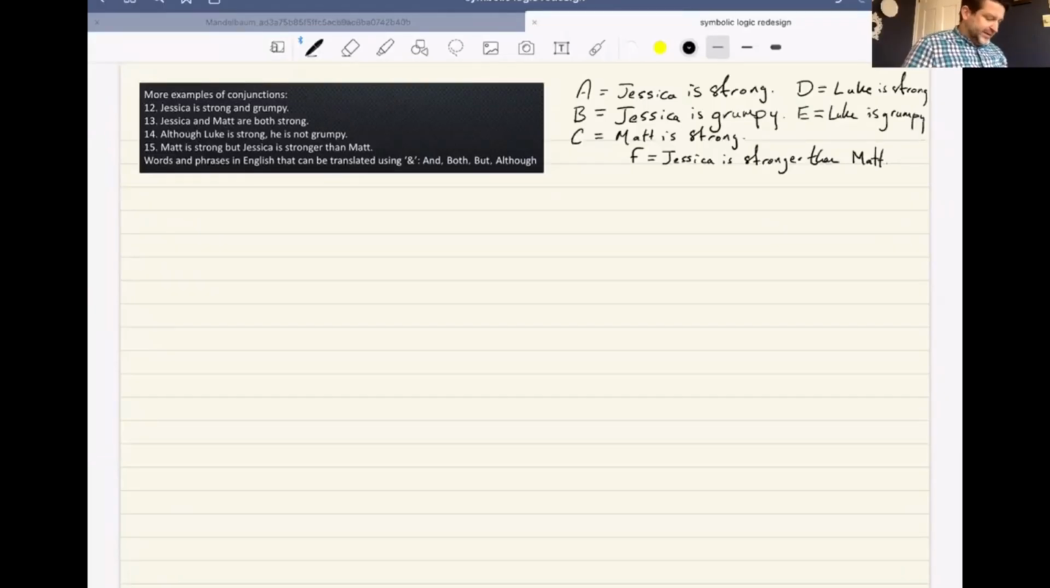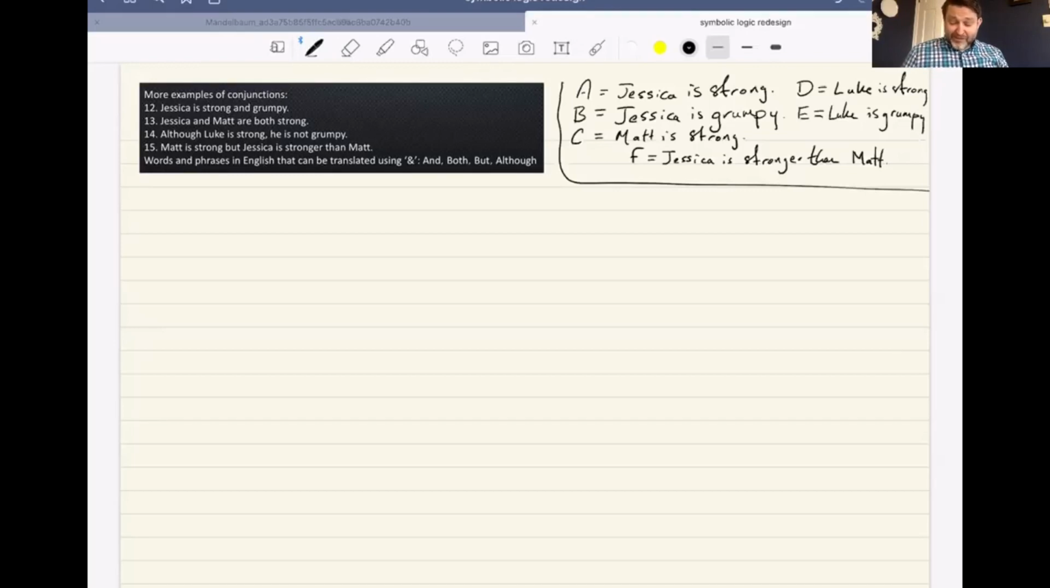So let's translate these examples of conjunction. We have here a key up at the top, and now we're going to consider this key in translating these. So what we'll say is, A stands for Jessica is strong. B stands for Jessica is grumpy. C stands for Matt is strong. D stands for Luke is strong. And E stands for Luke is grumpy. And F finally stands for Jessica is stronger than Matt.